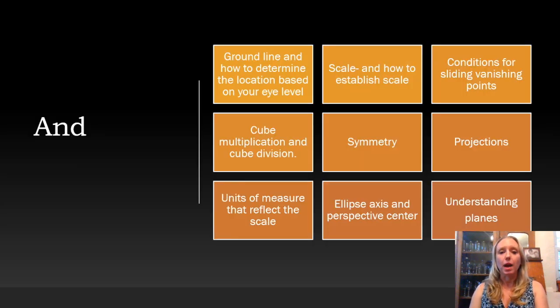You'll also learn about ground line and how to determine the location based on your eye level, scale and how to establish scale, conditions for sliding vanishing points, cube multiplication and cube division, symmetry, projections, units of measure that reflect scale, ellipse axis and perspective center of the ellipse, and the understanding of planes. So ground planes, picture planes, what does this all mean?